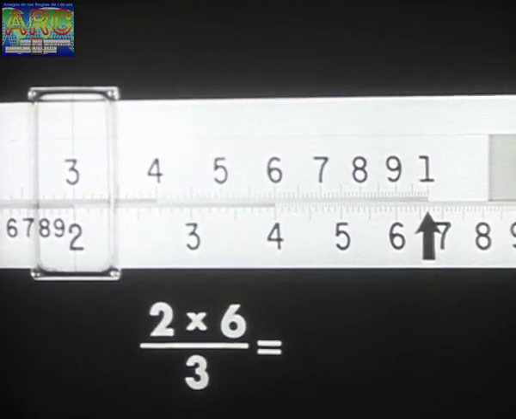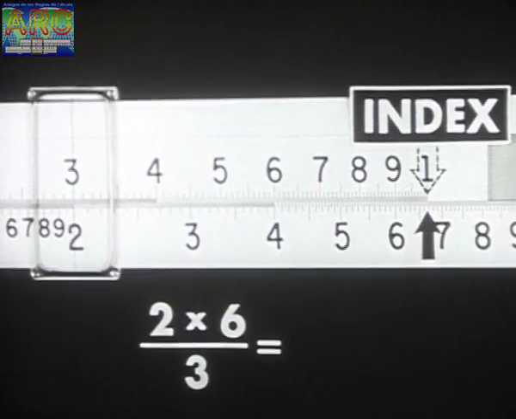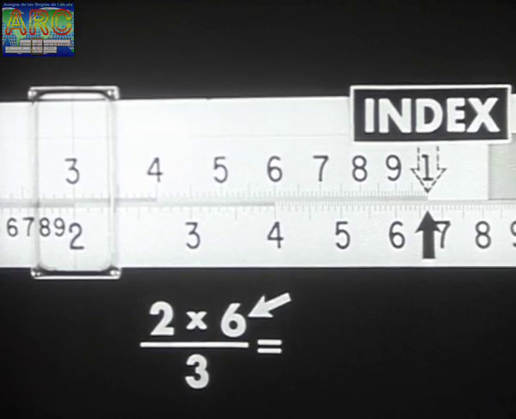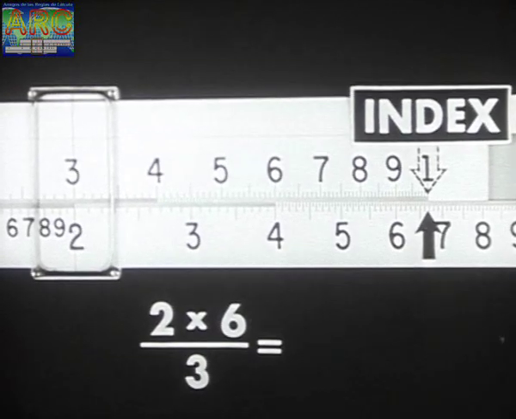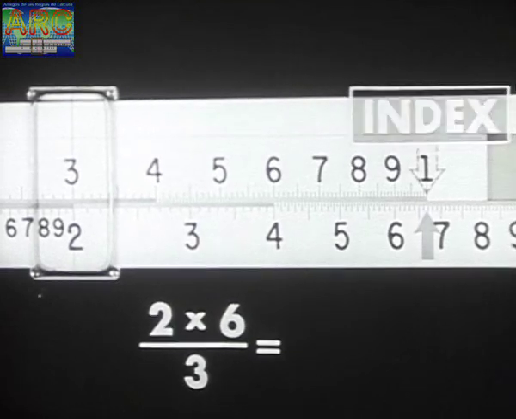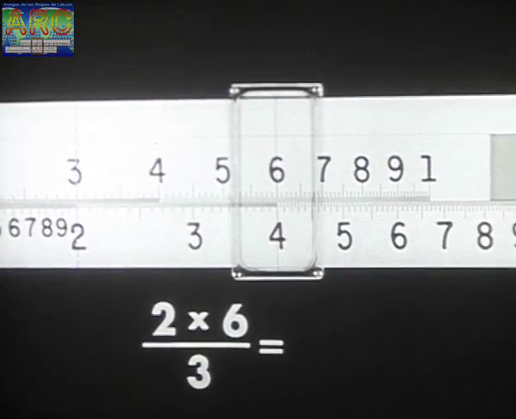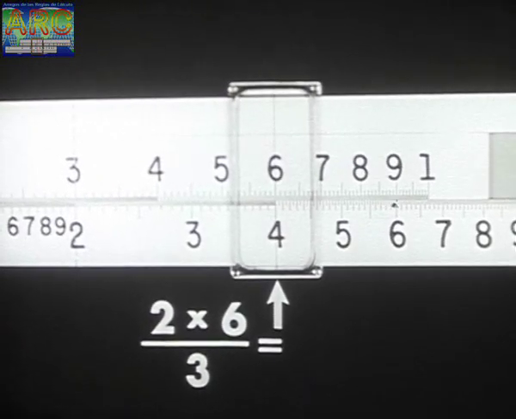We know that to divide 2 by 3, we set the hairline to 2 on D, and to it move 3 on C. The answer will then be opposite the index on D. But in this case, the answer to the first step is to be multiplied by 6 in the second step. With the slide rule, there is no need to read this answer. Simply leave the index in position on the answer, and, to multiply by 6, move the hairline to 6 on C, and read the answer to the complete problem, 4 on D.